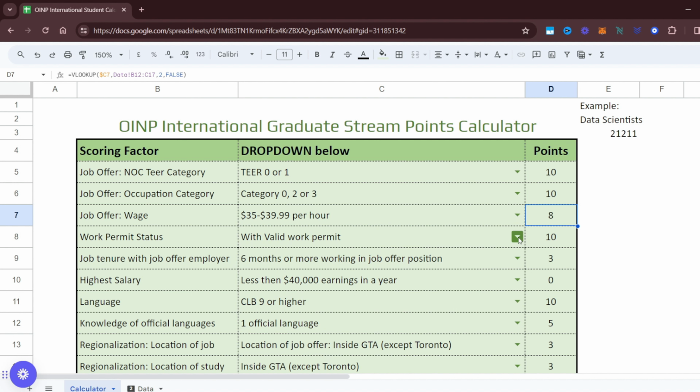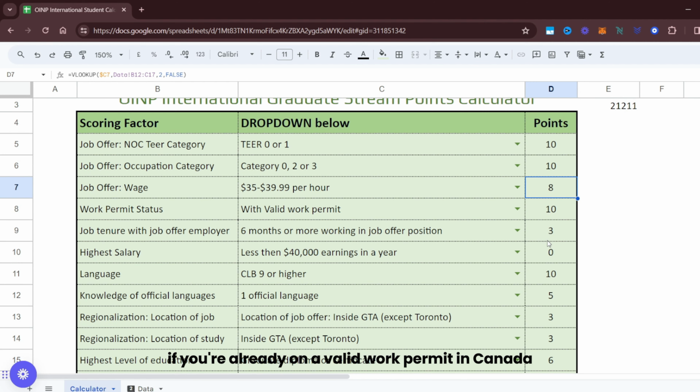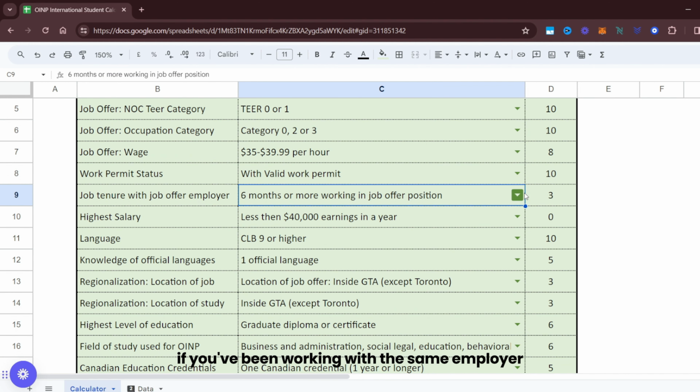points for that. If you're already on a valid work permit in Canada, let's say a postgraduate work permit, you can claim 10 points. Otherwise, you don't get any points. If you've been working with the same employer, the one who offered you the job, for 6 months or more, you can claim 3 points. Otherwise, you don't get any points.